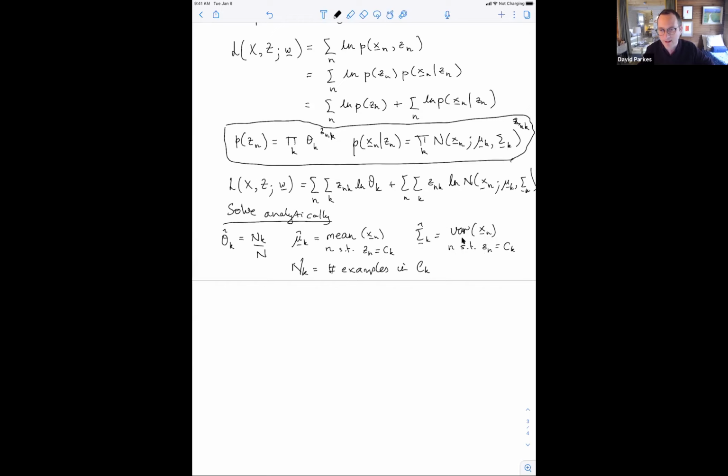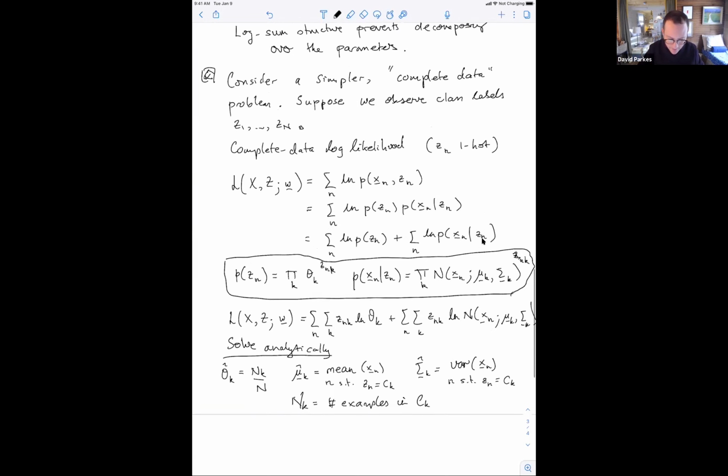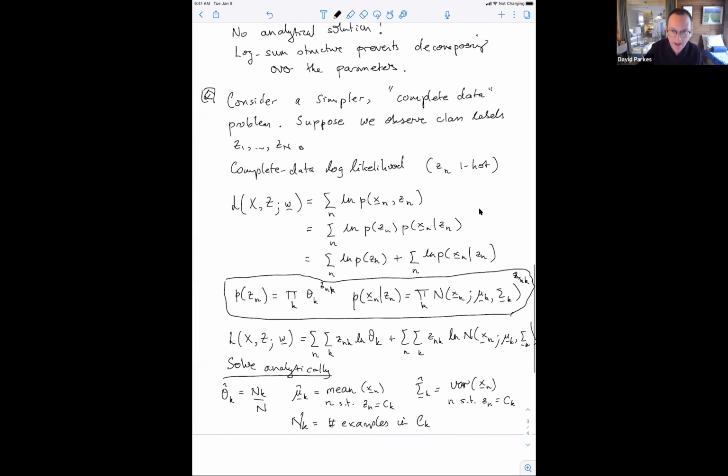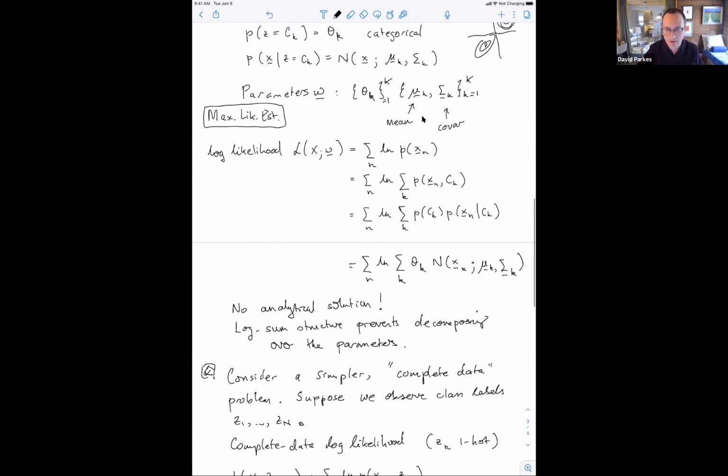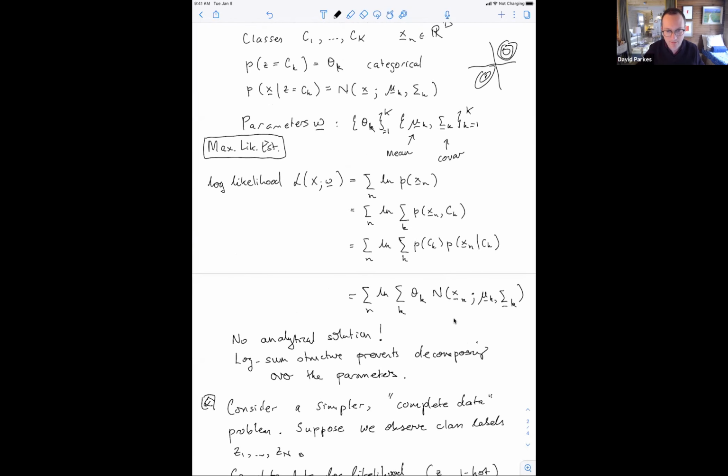I'm going to write this expression out in more detail later, but for now, just assume this is a very simple analytical expression on that data. So this all looks very nice and convenient, but of course, this is a fiction. We don't actually have this complete data. We actually have to work with this thing that is messy and much harder to work with.